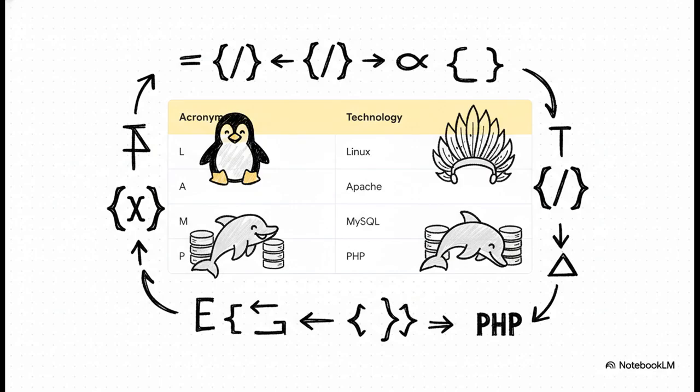A is for Apache, the web server. This is kind of like the waiter, taking your request and bringing the web page to you. M is for MySQL, the database, which is like the pantry where all the data, all the ingredients are stored. And finally, P is for PHP, the programming language that acts as the chef, the one who actually cooks everything up and makes the website work.